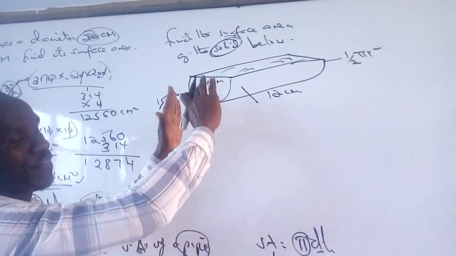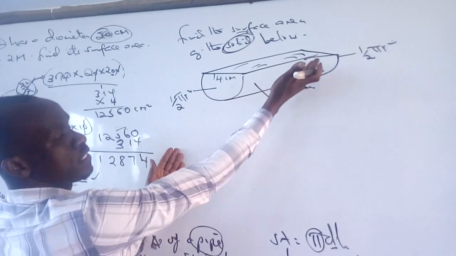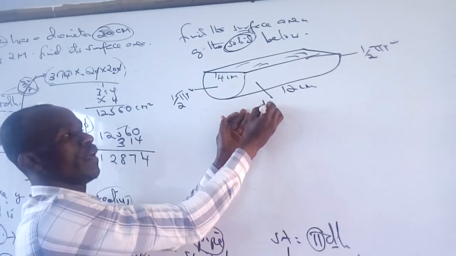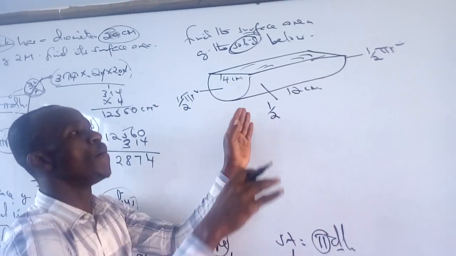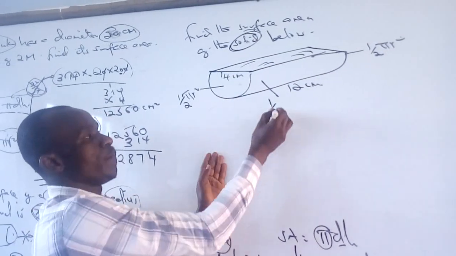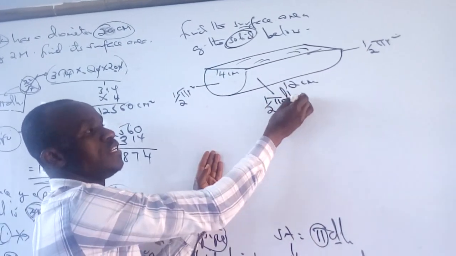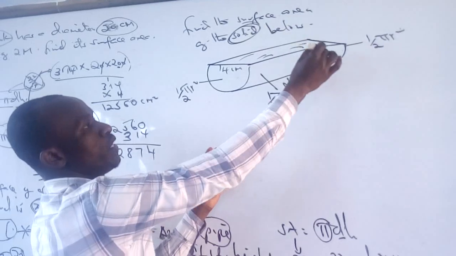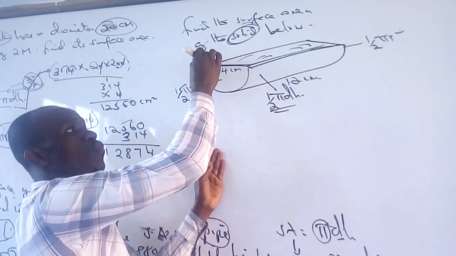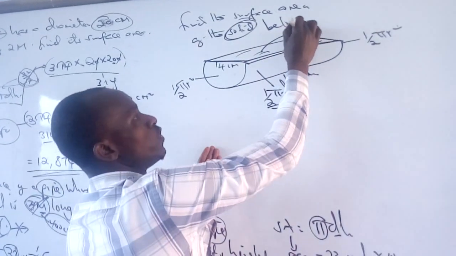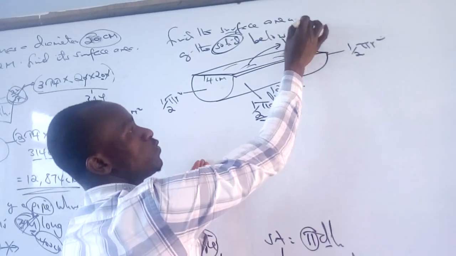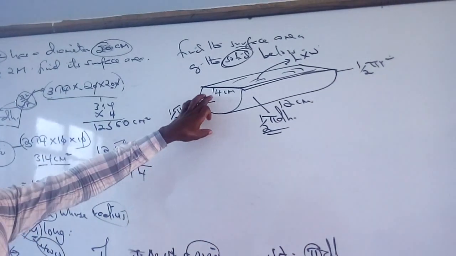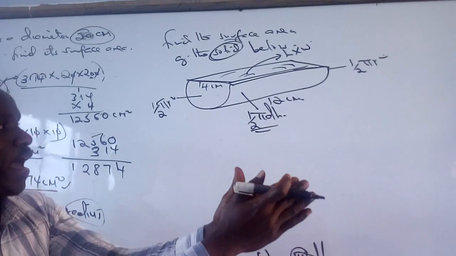Here, I have the curved surface, but it is a half of it. So here, what do I have? I have the half, but the curved surface area, which was pi dh. Then on the top here, I have length times width, which is a rectangle. So here I have length times width. Now I work out all the surfaces and add their areas.